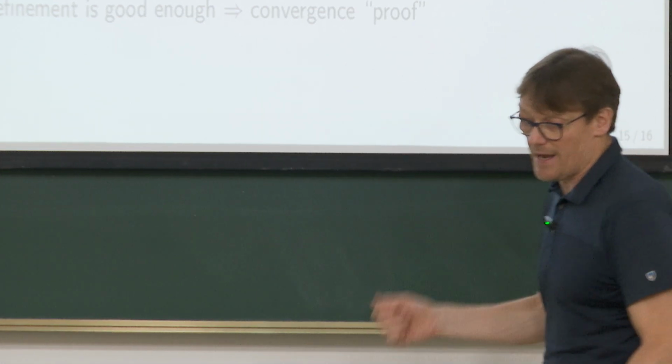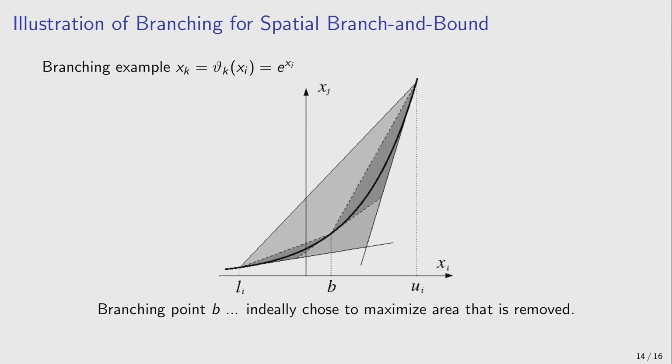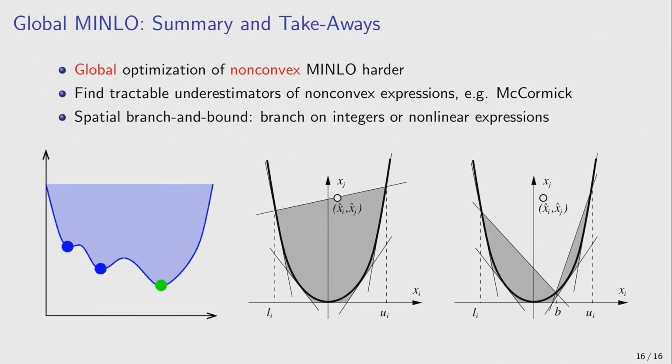The reason we get away without that is because we have this refinement property of the approximations that we're doing. So while we branch, we refine the approximations at the same time. So that's very important to do. Okay, so here are the main takeaways.